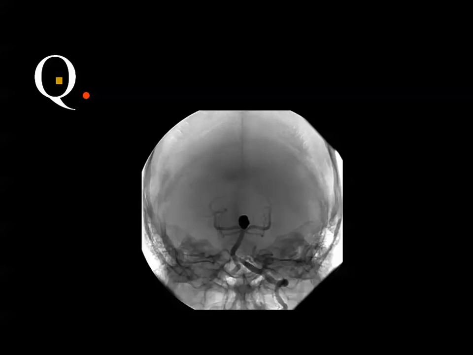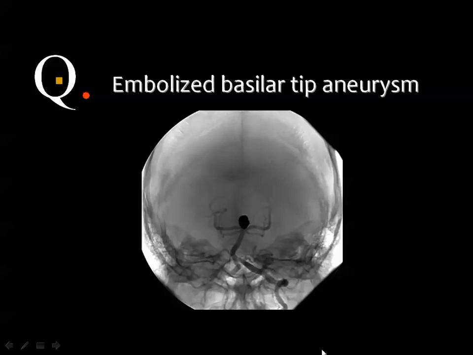This is angiography, selective angiography of the vertebral artery showing an aneurysm of the tip of the basilar artery, and this aneurysm contains coils. And you see the difference between the aneurysm content and the density of the artery. These are metallic coils, meaning that it has been occluded by intervention. The aneurysm of the tip of the basilar artery represents about 50% of the aneurysms occurring in the posterior circulation.